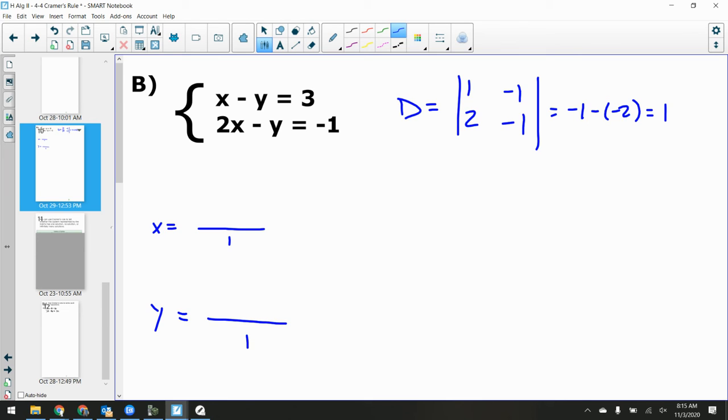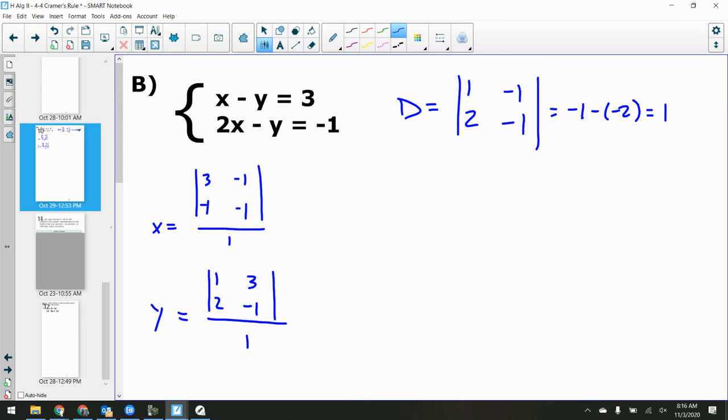My numerator determinant for my X is going to be 3, -1, -1, -1. Again, I take my X coefficients, my 1, 2, go away. It gets replaced with my constants, 3, -1. Now my Y determinant becomes: the X coefficients stay there, the Y values go away, the -1, -1 goes away, becomes 3, -1.